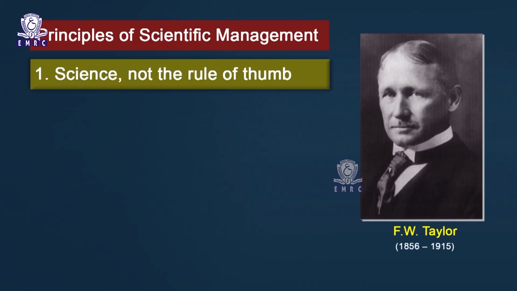Now, let us discuss in detail the principles of management by F.W. Taylor. Number 1: Science, not the rule of thumb. As per the principle of scientific management formulated by Taylor, rule of thumb means application of methods decided by the manager based on his past experience, or decisions taken by the manager based on personal judgments.